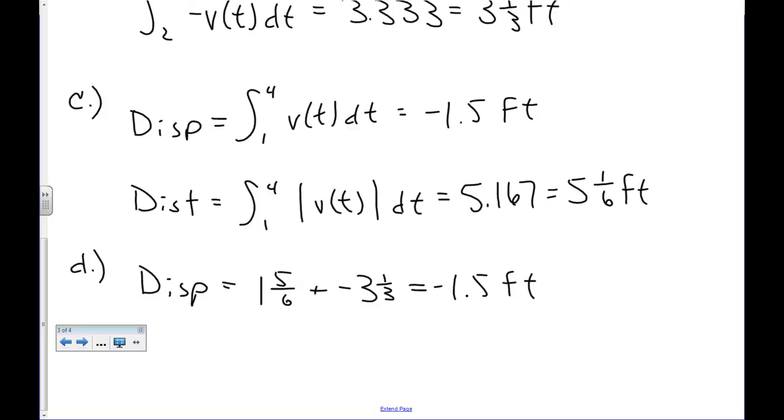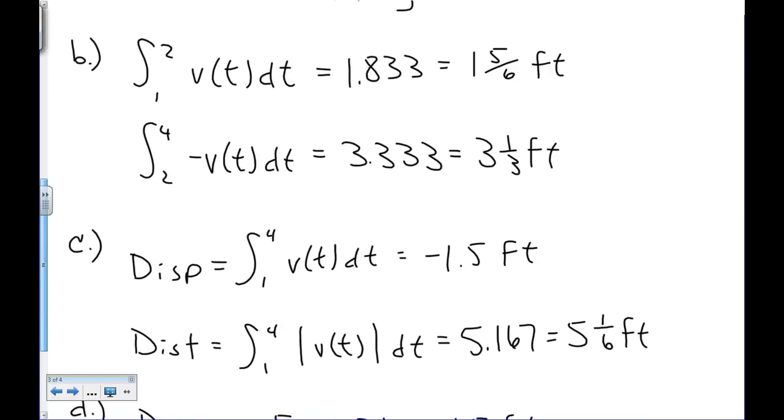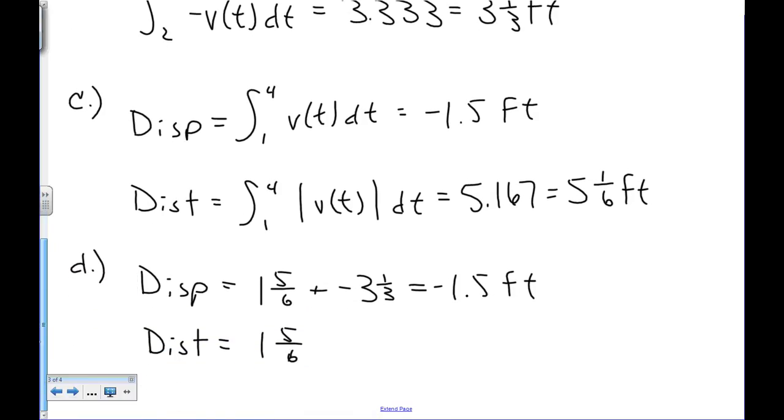And you can do something similar for distance. If we take the 1 5/6 like we did before, that's the interval that our velocity was positive on. And then from 2 to 4, our velocity is negative. So I just add on the 3 1/3. Don't change its sign. I want it to be positive. The distance is always going to give me a positive result. If we add those up, we end up with 5 1/6 feet. That's the value that we got up above.